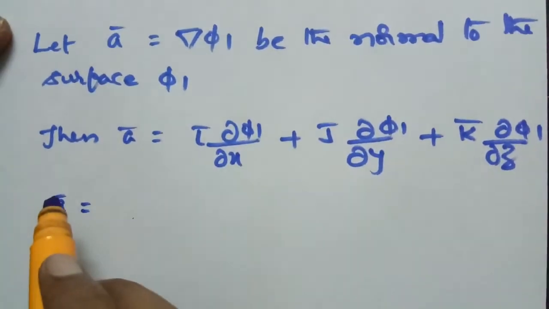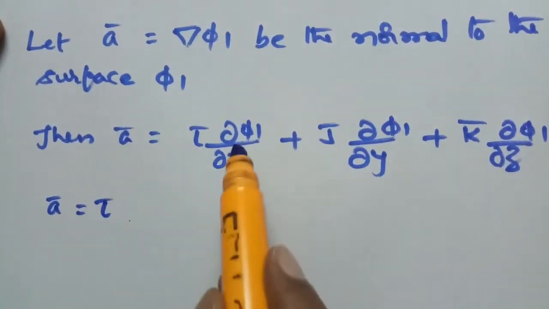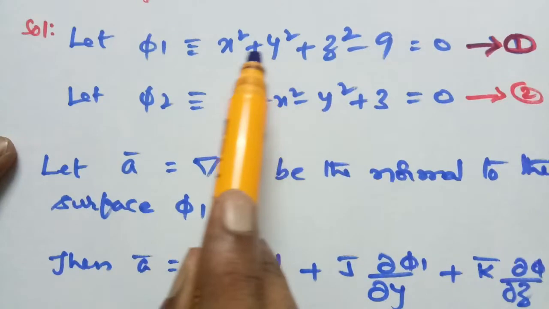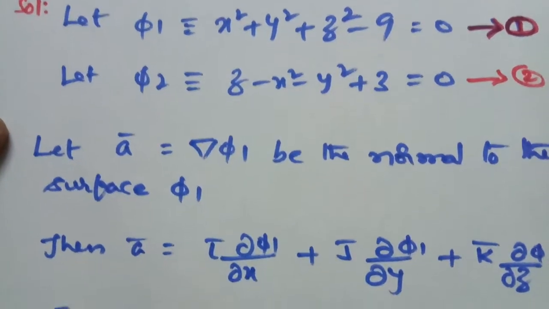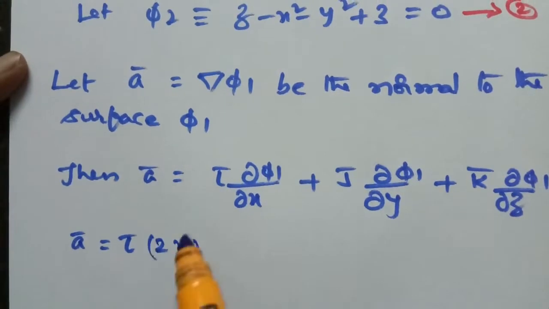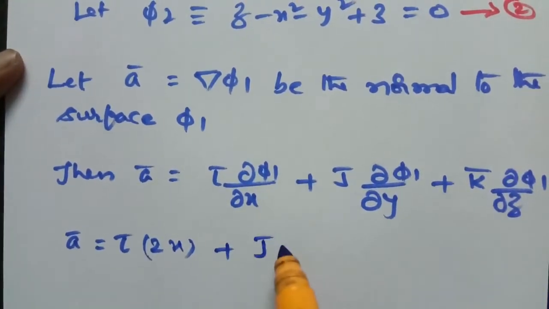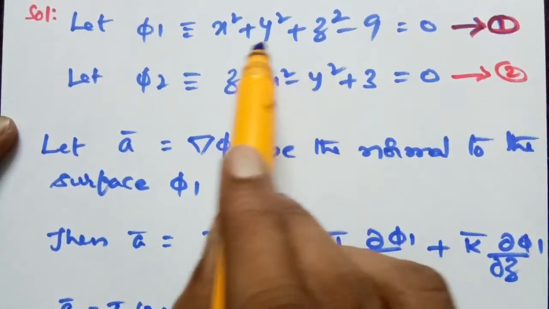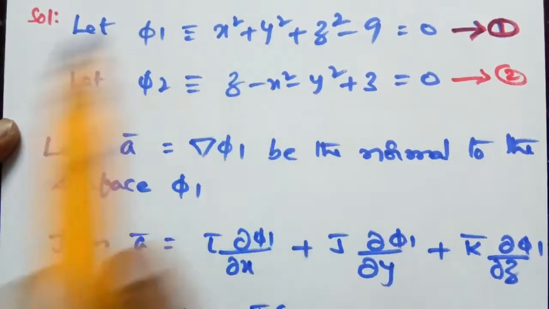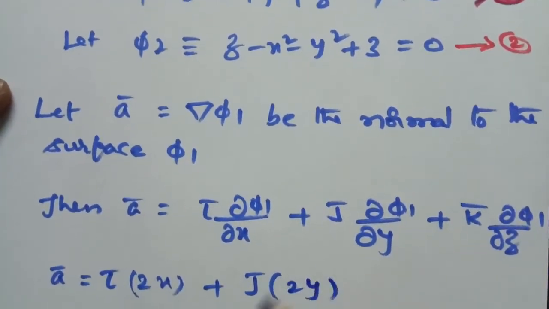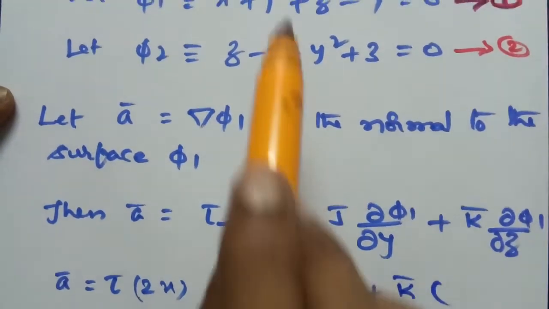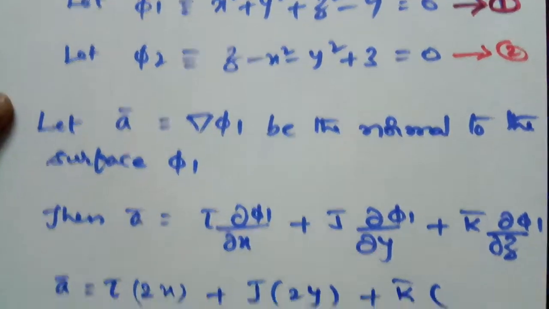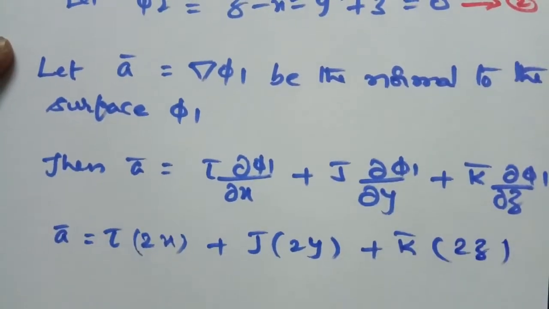Therefore, a bar is equal to I bar into dou by dou x of x square plus y square plus z square minus 9. Derivative of x square is 2x and y square, z square derivatives are 0, plus j bar into dou phi 1 by dou y. Y square derivative is 2y, x square, z square derivatives zeros, plus k bar into derivative of this one, z square derivative is 2z, other derivatives being zeros, therefore 2z.